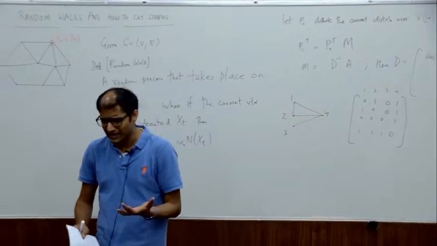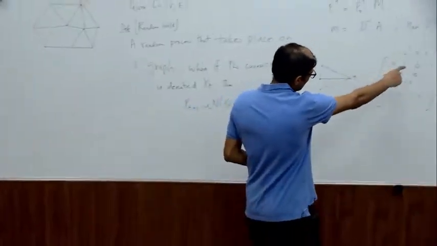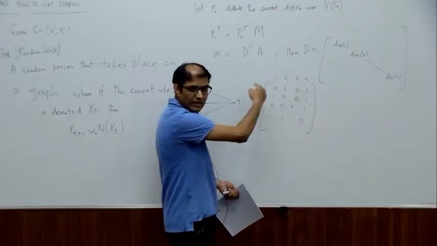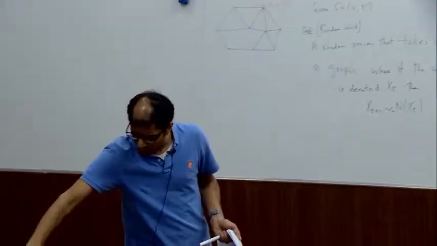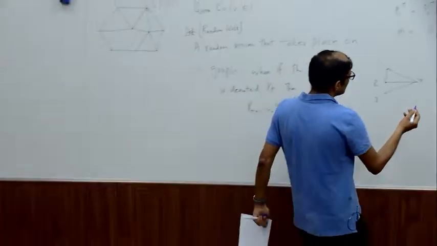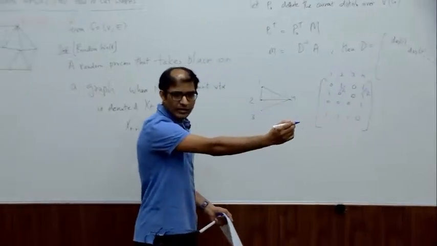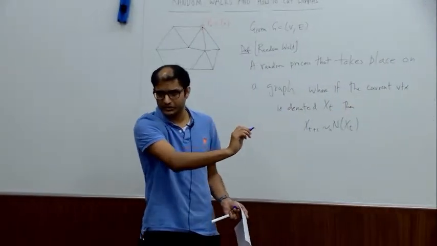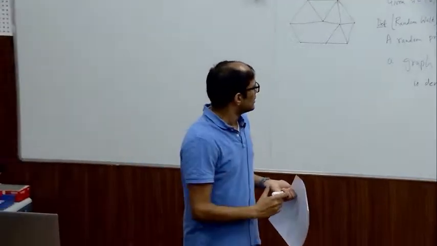Okay. So I want to track that. So how do I track that? I say that I'm going to divide every item in the first row by the degree of vertex 1. So what I get is a legitimate probability distribution on the first row. Do you guys agree? Okay, it's a probability distribution.